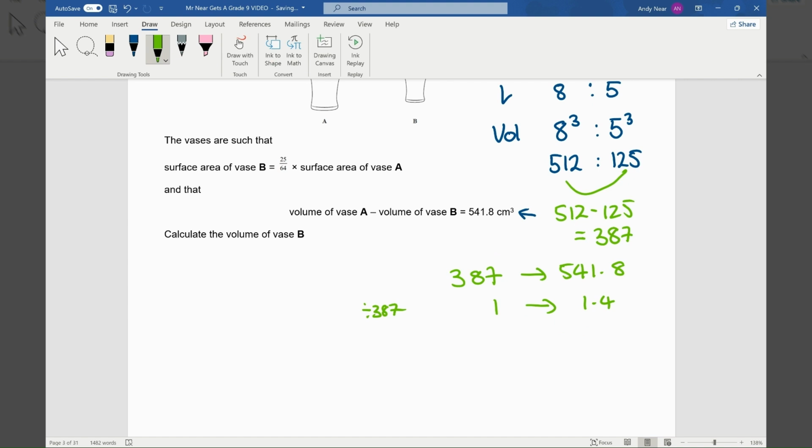And I want the volume of vase B. Vase B is the smaller one. Vase B is 125. So if I now multiply both sides of this by 125, I get 125 times 1.4, which is 175, which is the answer.